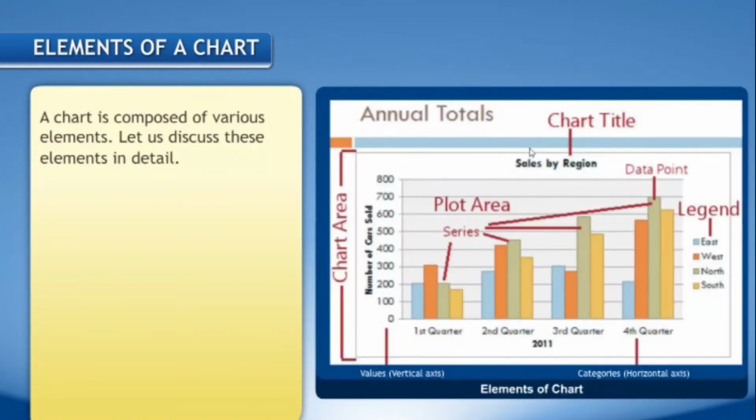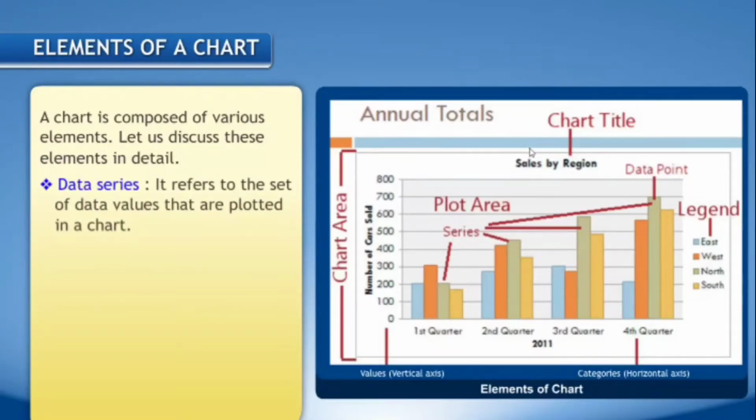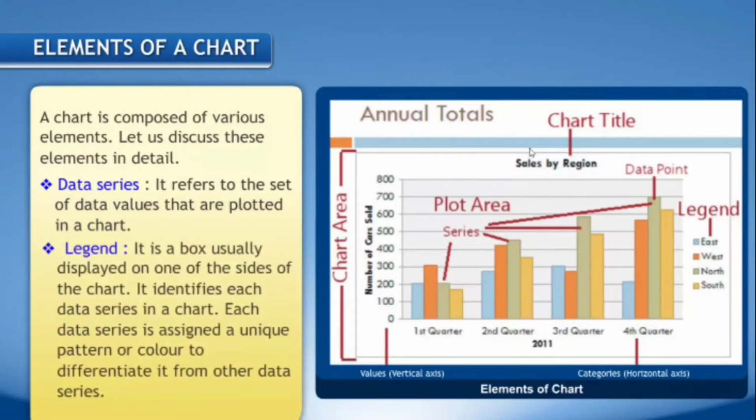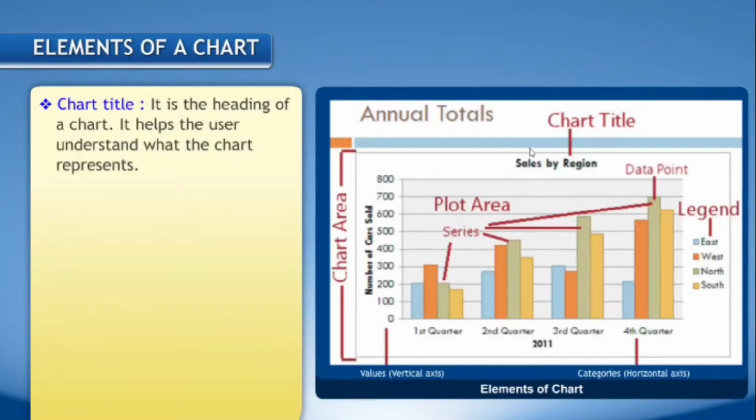Elements of chart. A chart is composed of various elements. Let us discuss these elements in details. First, data series. It refers to a set of data values that are plotted in chart. Legend. It is a box usually displayed on one of the sides of the chart. It identifies each data series in chart. Each data series is assigned a unique pattern or color to differentiate it from other data.